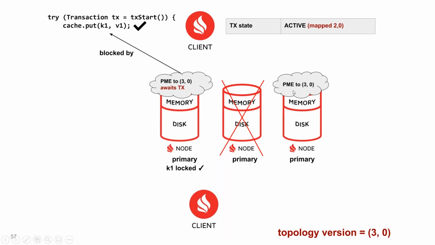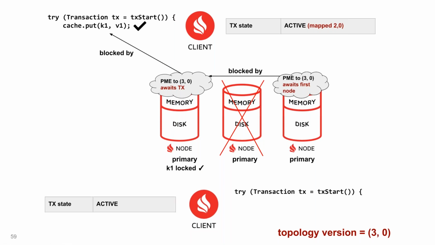In turn, partition map exchange is a distributed process, and all nodes will wait for the end of partition map exchange on the slowest node. So partition map exchange on this node is blocked by this node, which in turn waits for this transaction. And in case another client starts the next transaction after the topology change, it will be mapped on its first put to topology version 3.0. And the bad news here is that the transaction can't actually start working until the partition map exchange to version 3.0 is finished.